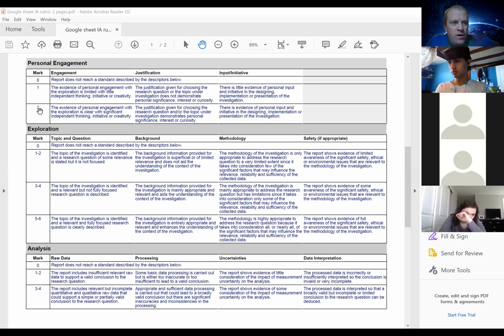And like I said, remember, this is the maximum. Maximum here is 2. It's not like you get 2, 2, and 2 to score 6 in personal engagement. It doesn't work that way. It's just wherever you fit best, you'll either get a 0, 1, or 2.